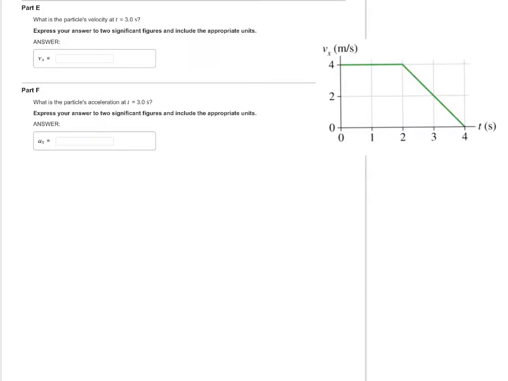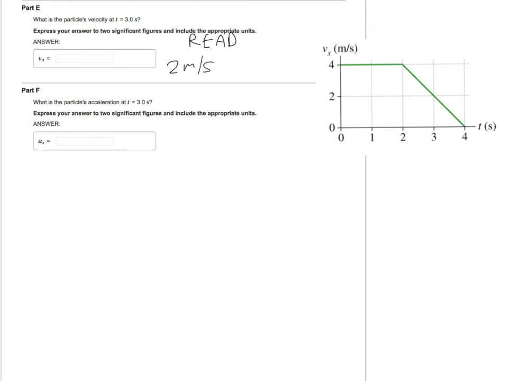Okay, moving on to our last two parts here. We want to know what is the particle's velocity at 3 seconds. So for velocity, we are simply reading the graph yet again. And so that is going to be, at 3 seconds, we go up and it's 2 meters per second.